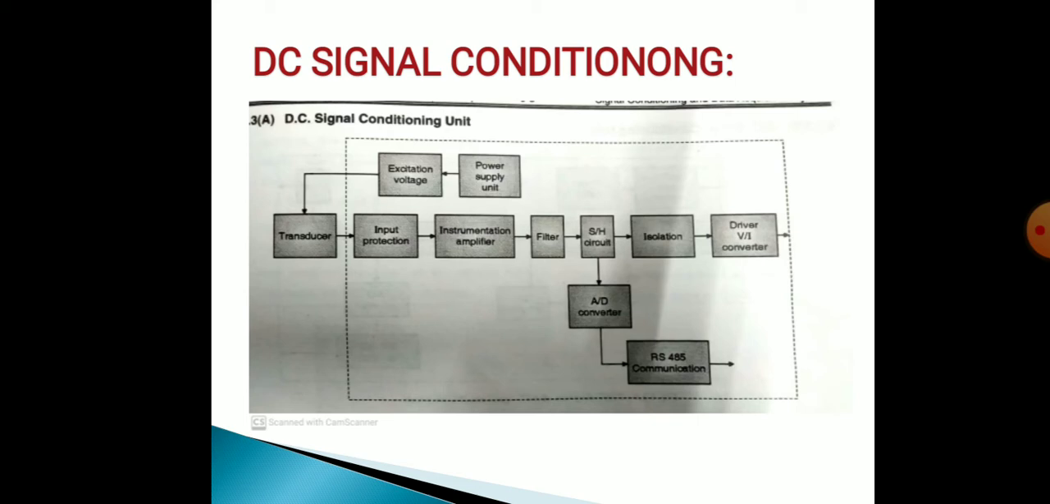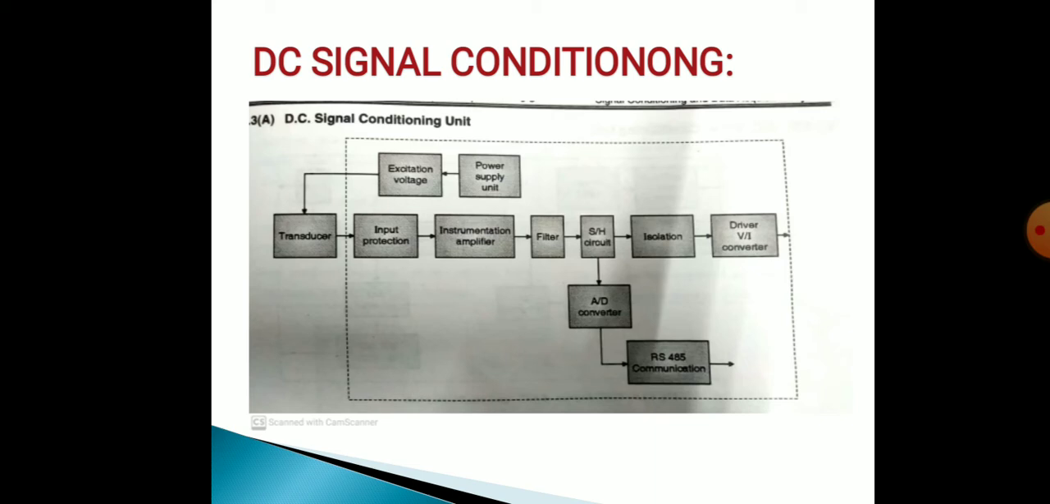Isolation. This block protects the electronic components of the signal conditioning unit from voltage transients and power line shorting incidents. Driver block. It amplifies the signal and does V2I, that is voltage to current conversion for transmission. A to D converter. It converts analog signal to digital signal.